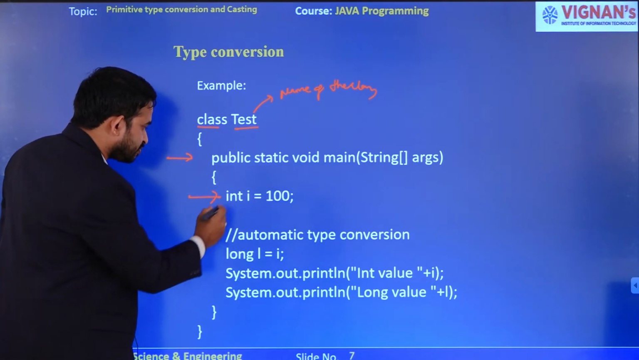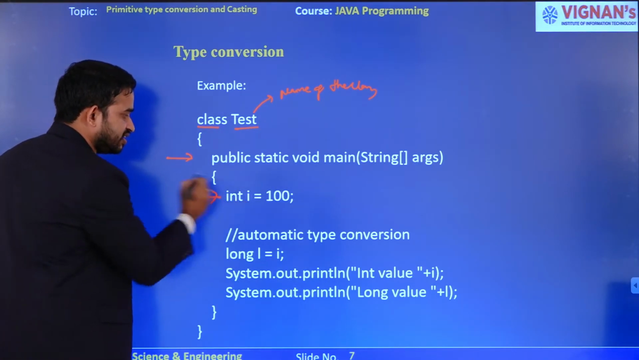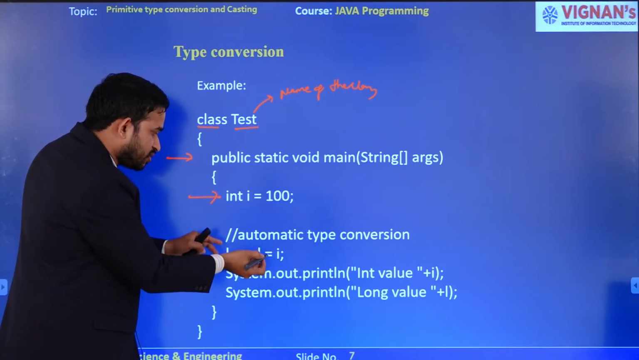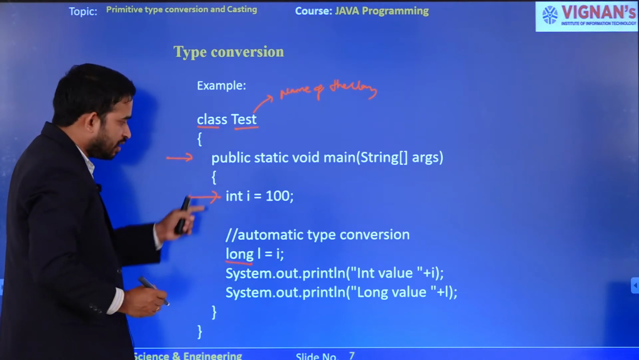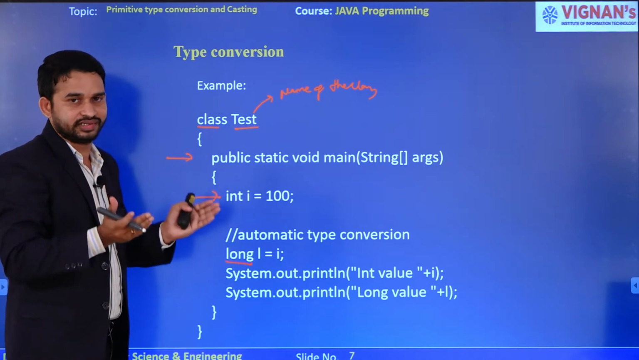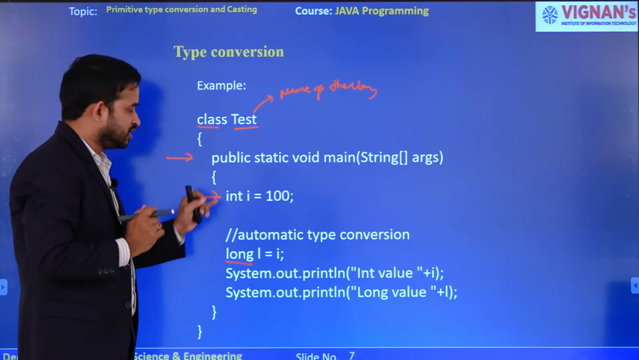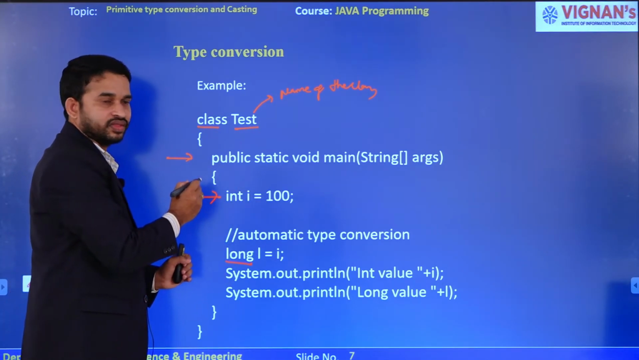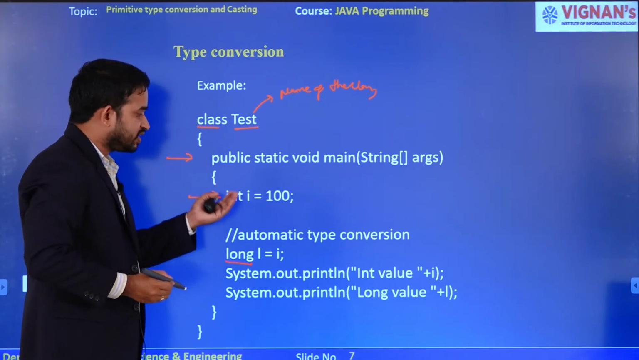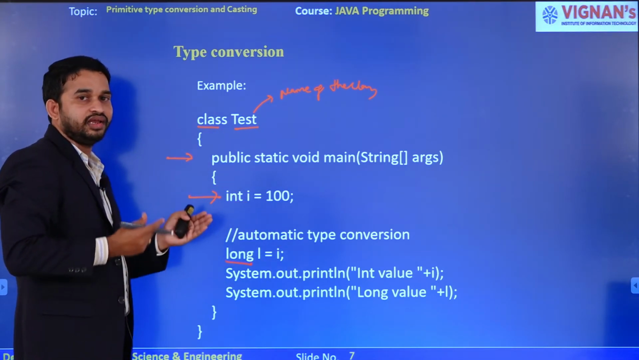Here I declared one type, integer, and I am going to convert it into one more data type, that is long. When compared to int, long has a big size and int has a small size. This is 4 bytes, this is 8 bytes. So int i = 100. 4 bytes of data we can easily store in 8 bytes of data.